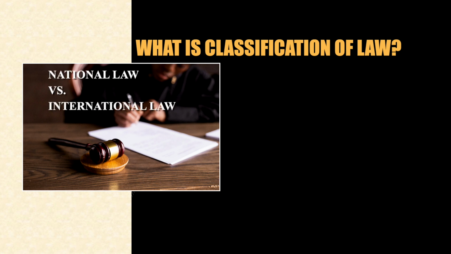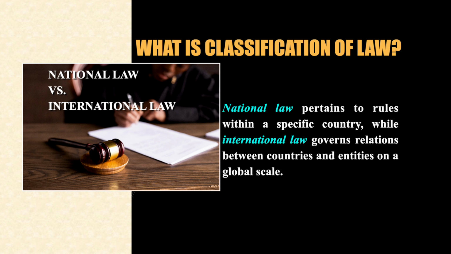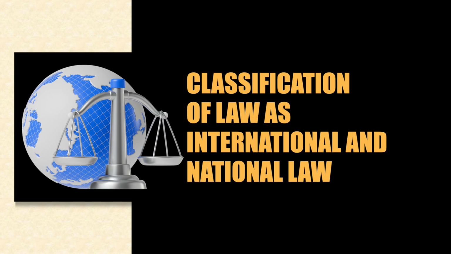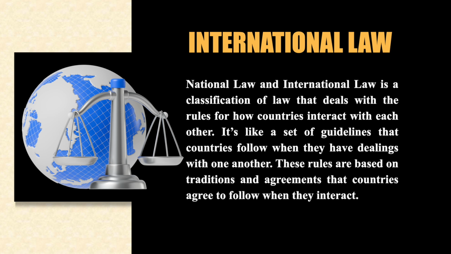National law versus international law. National law pertains to rules within a specific country, while international law governs the relations between countries and entities on a global scale. So, let's discuss the classification of law as international and national law. International law is a classification that deals with the rules for how countries interact with each other. It's like a set of guidelines that countries follow when they have dealings with one another.